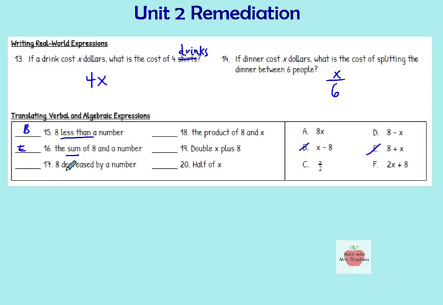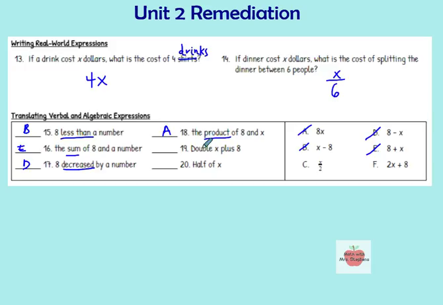Number 17, 8 decreased by a number. So we start with 8 and then we will subtract a number. 8 minus X matches that expression. Number 18, the product of 8 and X. Product is multiplication, so I need to find where it says 8 times X. 8X represents the product of 8 and X, so option A.